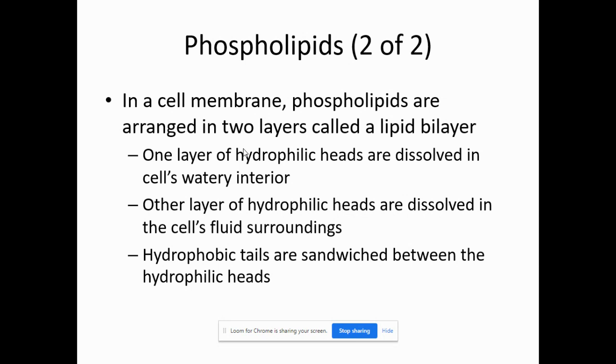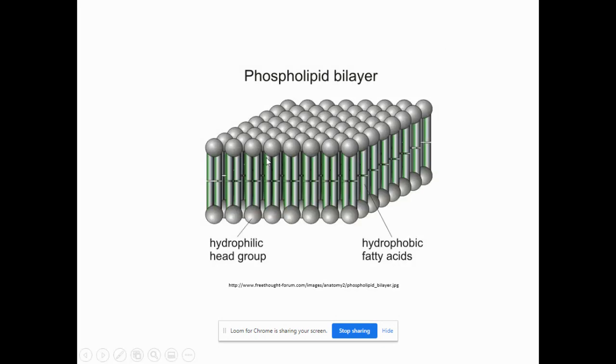Those hydrophobic tails are sandwiched between the hydrophilic heads. So you see here, let's say this would be the external environment, and this would be the cellular internal environment. The hydrophilic heads are facing towards the outside and towards the inside of the cell, and the hydrophobic tails are facing each other.